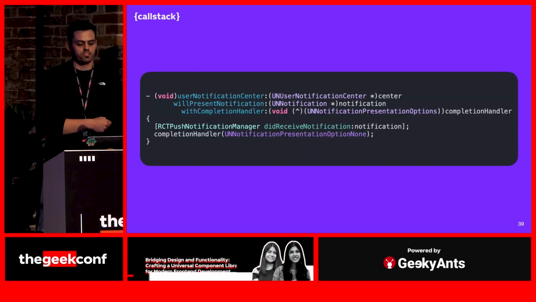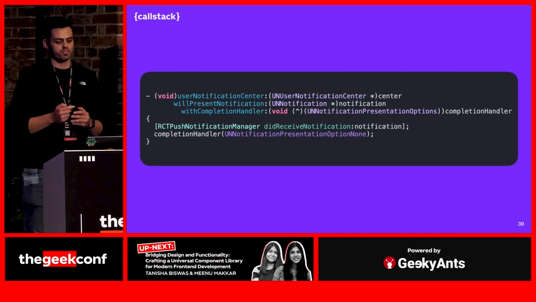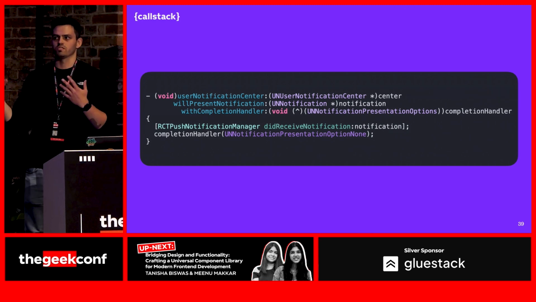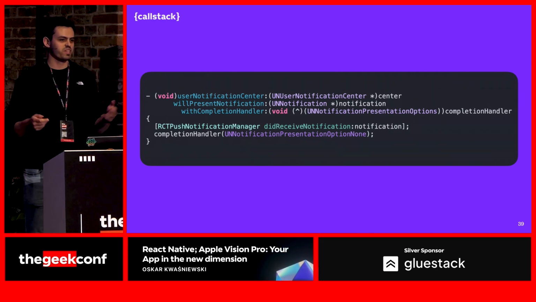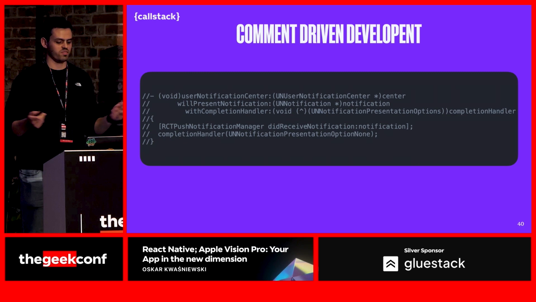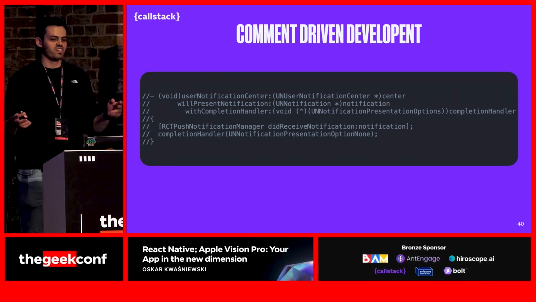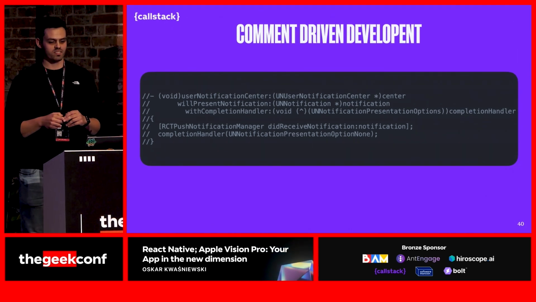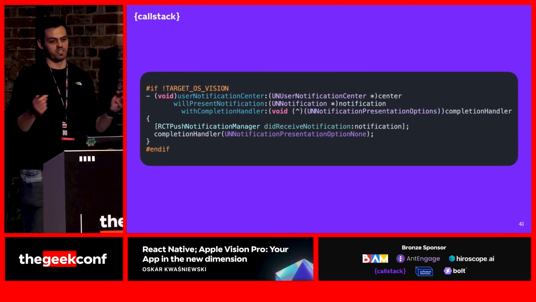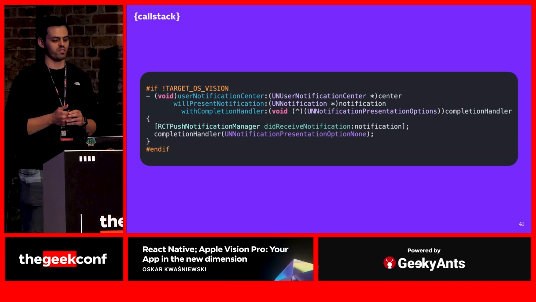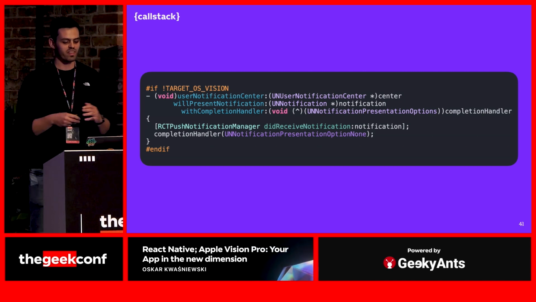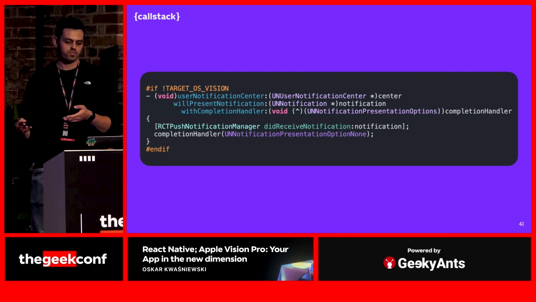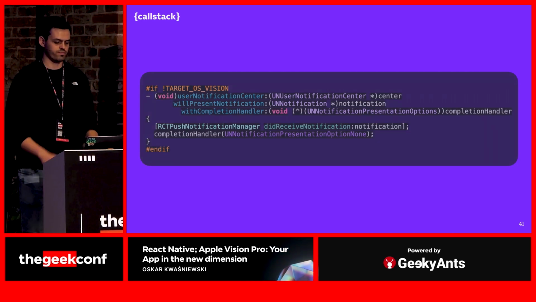Next, we need to adjust the codebase. Here's a piece of Objective-C code that fails to compile on VisionOS. It uses UNNotification, which is just not available on this platform. The quick and easy way was just to comment this part out, and that's what we jokingly called comment-driven development. But after that, we obviously used a proper way of commenting out code using ifdefs. So the piece of code between those if statements won't be compiled for this platform. And obviously, in most cases, we need to implement a VisionOS-compatible alternative, but in this case, it was fine.